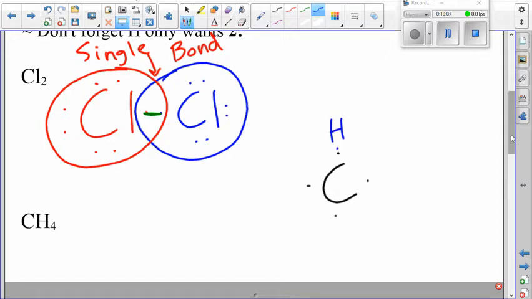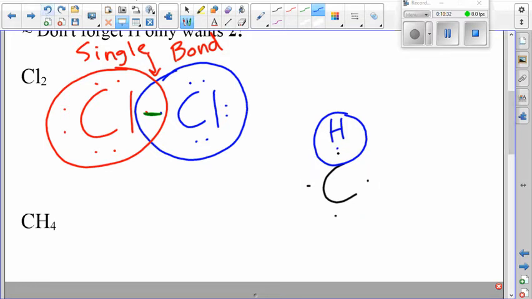And this hydrogen is now happy. Remember, hydrogen's that exception to the rule. It only wants 2 valence electrons. And so, boom. There's a happy hydrogen right there. Carbon has, if you were to circle carbon right now, so don't circle it, but if you were, you'd be like 1, 2, 3, 4, 5. Okay, yeah, carbon's not happy yet. It only has 5. So we can't circle it yet.